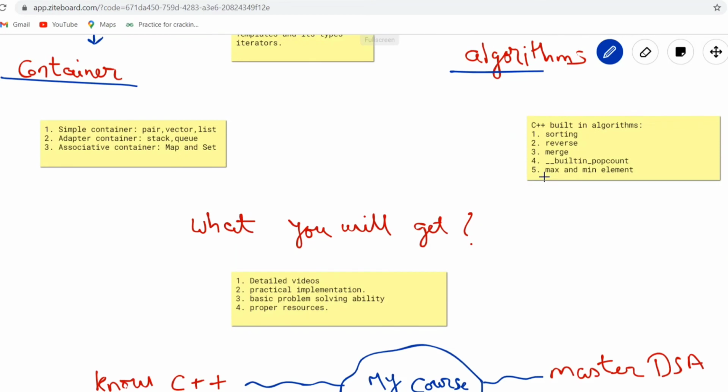What you will get is detailed videos with proper explanation, practical implementation, basic problem solving ability, proper resources, and detailed and well documented code base for all the containers and algorithms.